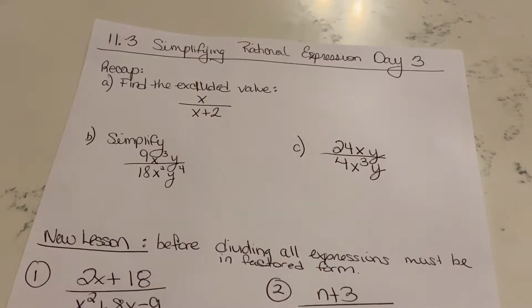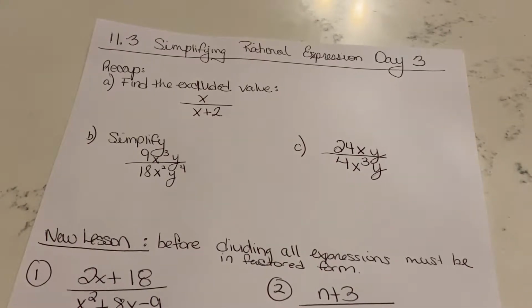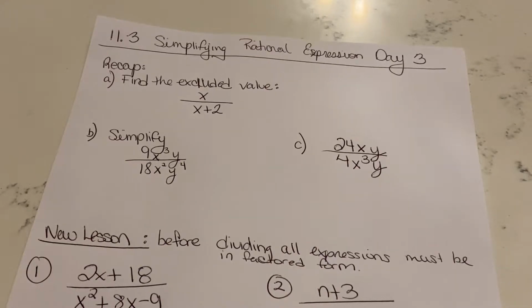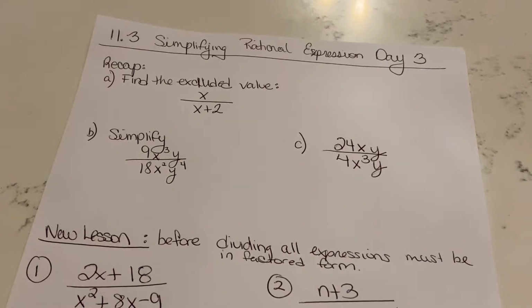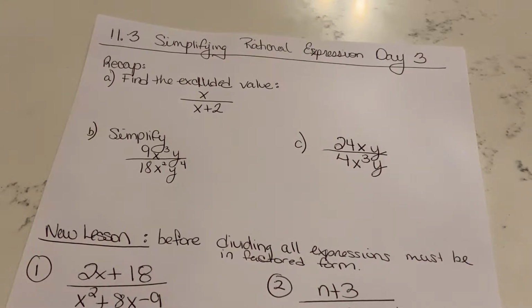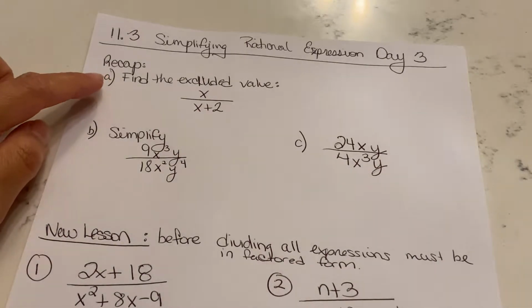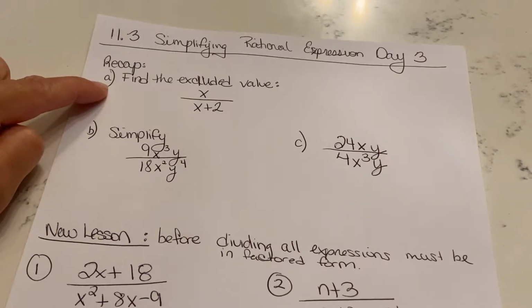All right, everyone. So today we're going to continue section 11.3, Simplifying Rational Expressions, but it's day 3. So before I start the new lesson, I just want to recap the other 2 days of what we learned in this section. All right, so the first topic that I went over was excluded values, okay?